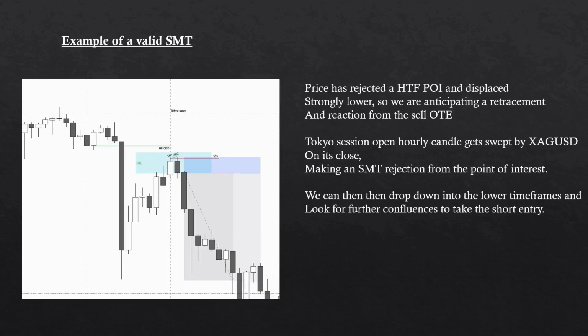Here we have an example of what can be defined as a valid SMT setup. Price is rejected from a high time frame point of interest, and we've got a strong displacement, a time aligned SMT that has formed, so we are expecting price to retrace back up to a point of interest and then displace lower again. Here we can see that it has retraced back to the OTE level. Tokyo session has closed, and then the next hourly candle has swept that high, forming an SMT with the Tokyo open candle, making an SMT rejection from the point of interest. We can then drop down to the lower time frames and look for further confluences to take the short entry.